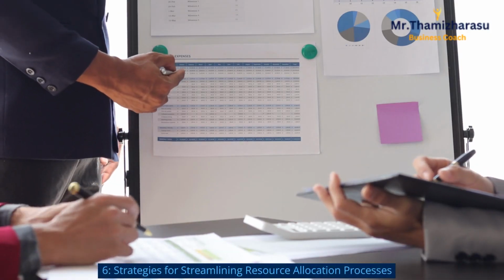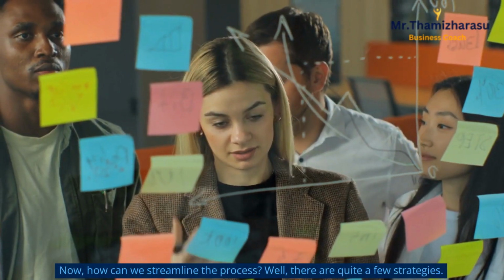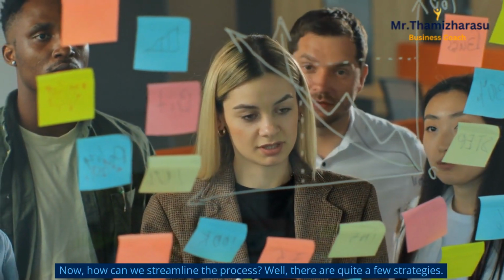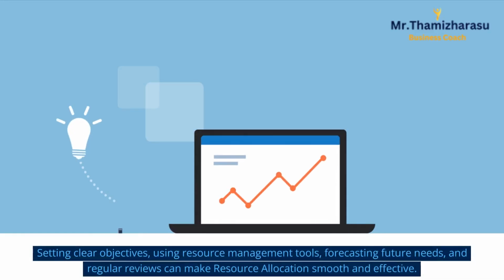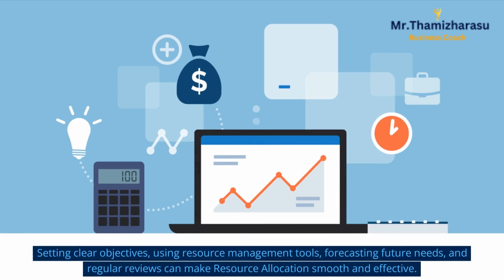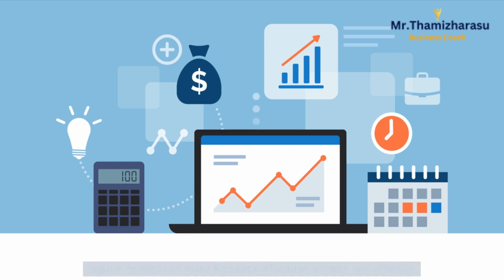6. Strategies for streamlining resource allocation processes. Now, how can we streamline the process? Well, there are quite a few strategies. Setting clear objectives, using resource management tools, forecasting future needs, and regular reviews can make resource allocation smooth and effective.